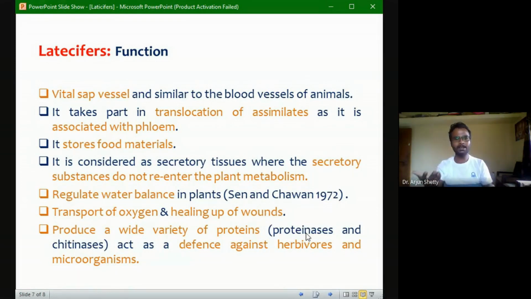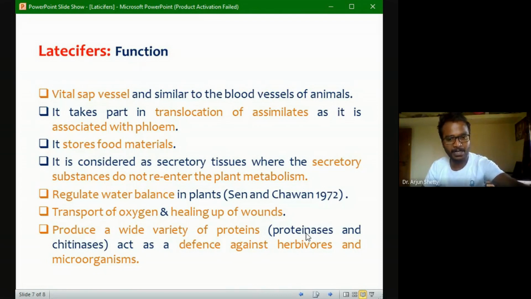They are an internal secretory tissue, but the components of the laticiferous system, the latex of the plant body, will not be utilized for plant metabolism. Once the components are synthesized in the laticifers, they are not reutilized by the plant body. They remain as they are unless there is a plant defense mechanism or a mechanical injury or breakage. Once they come out, they stop the infection caused by the mechanical injury.